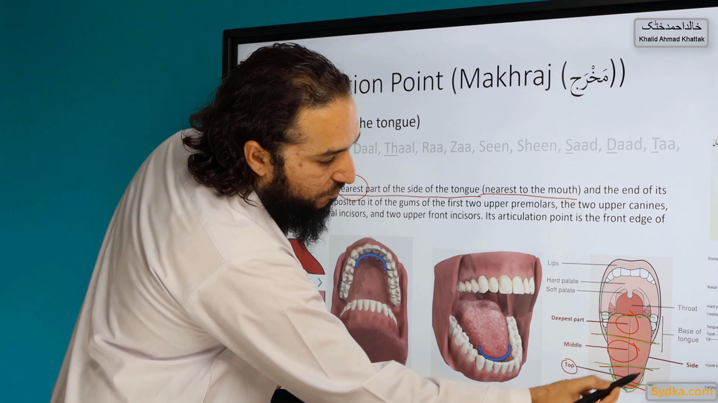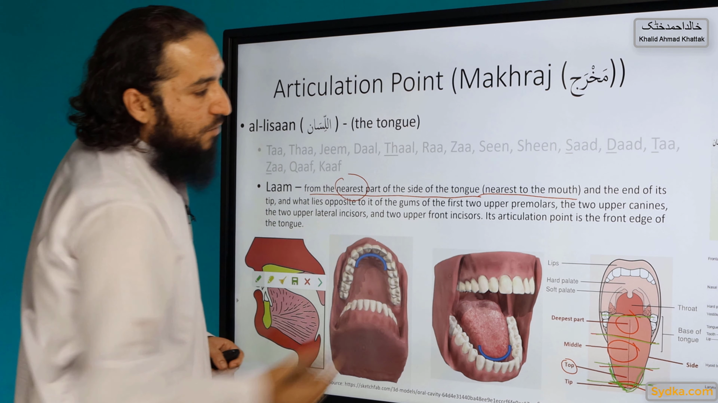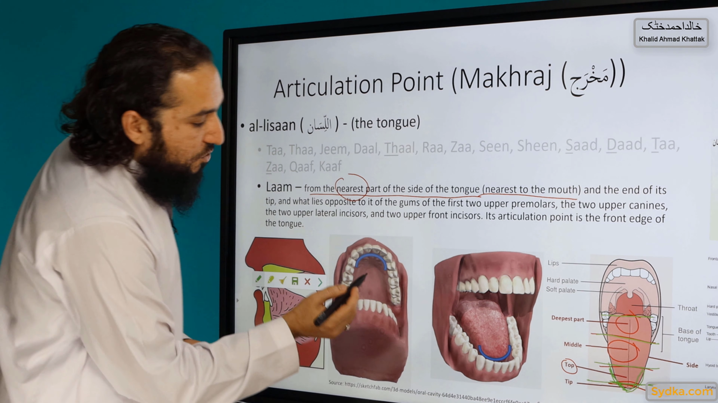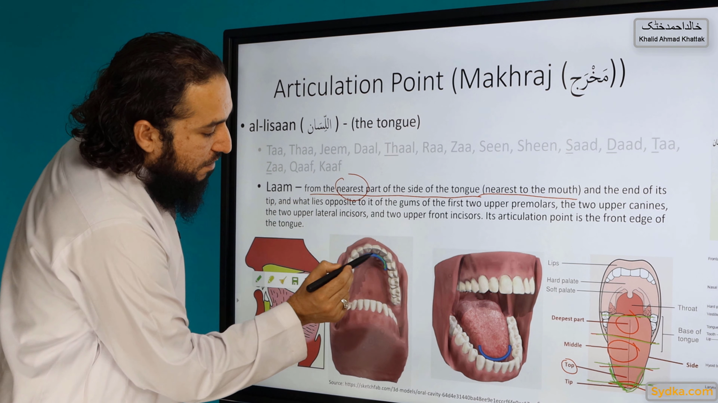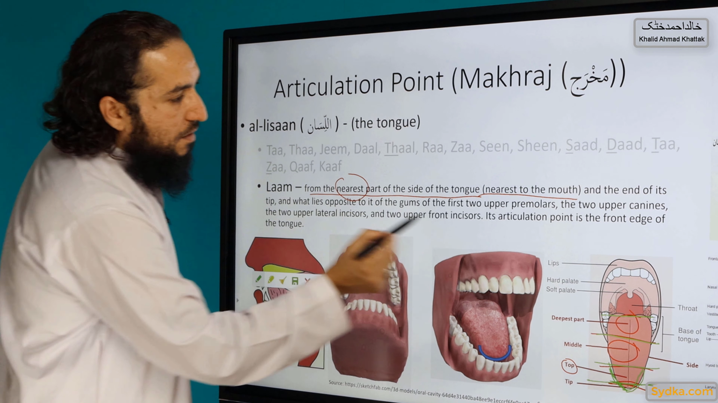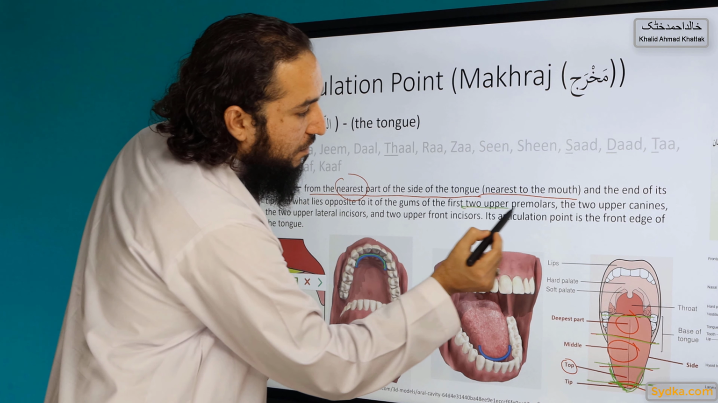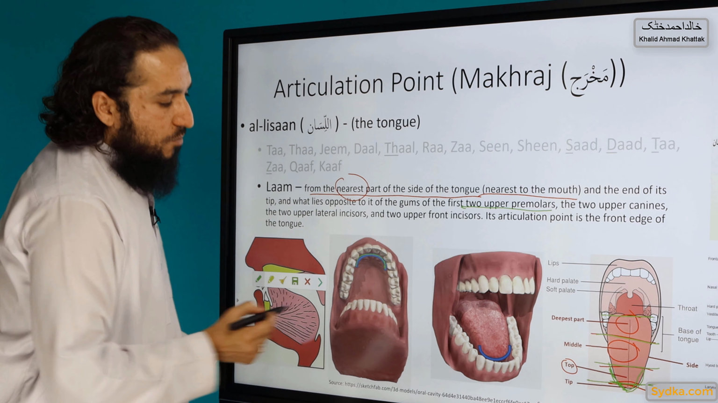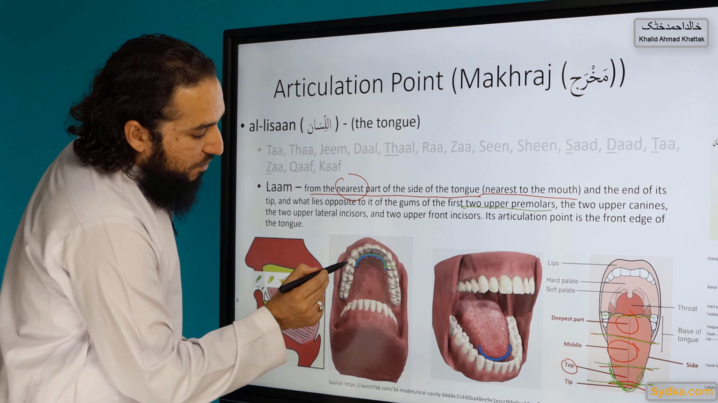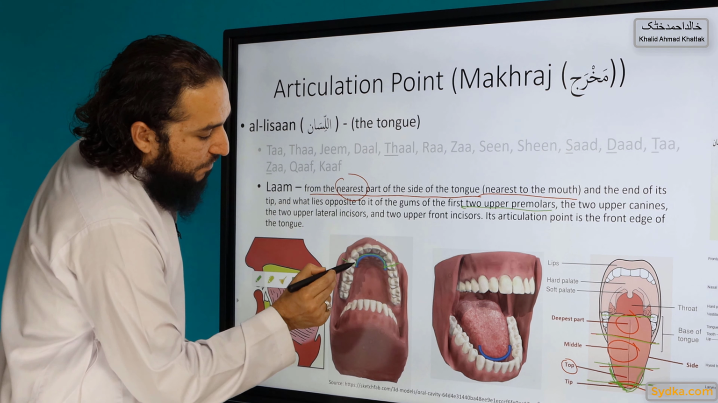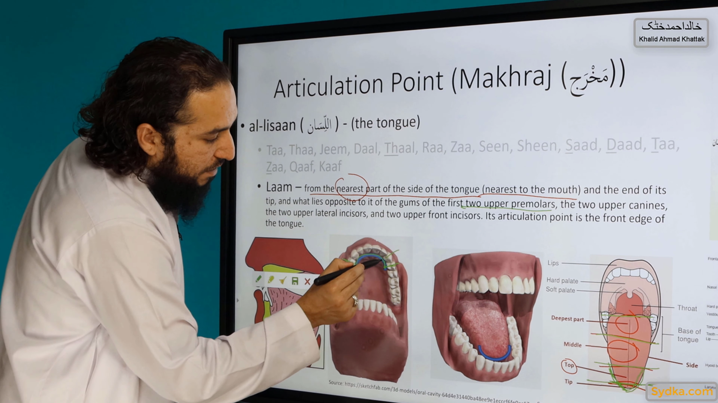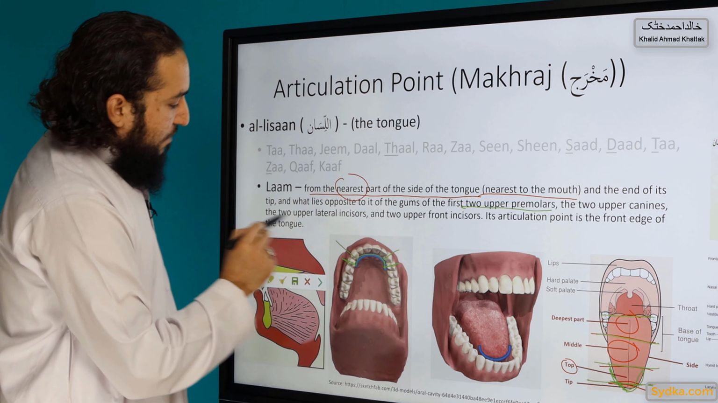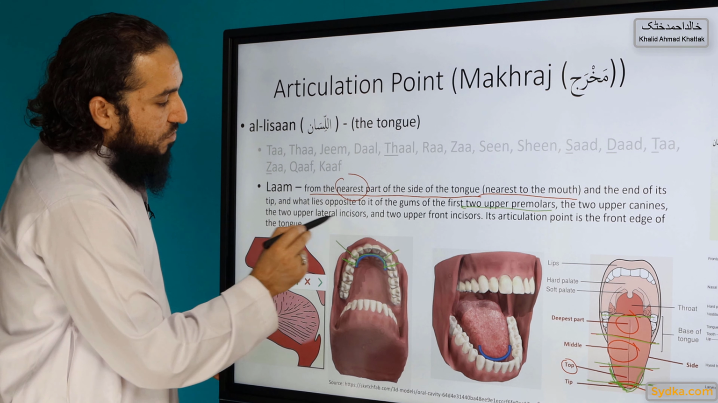Okay, the tip. What lies opposite to it of the gum of the first top two inside of premolars. So whatever lies opposite to it. So if you see here, start from here to there. Two upper premolars, this one and that one. Okay, that's premolars. And then upper canines, this is a canine, this is a canine, and two upper lateral incisors.